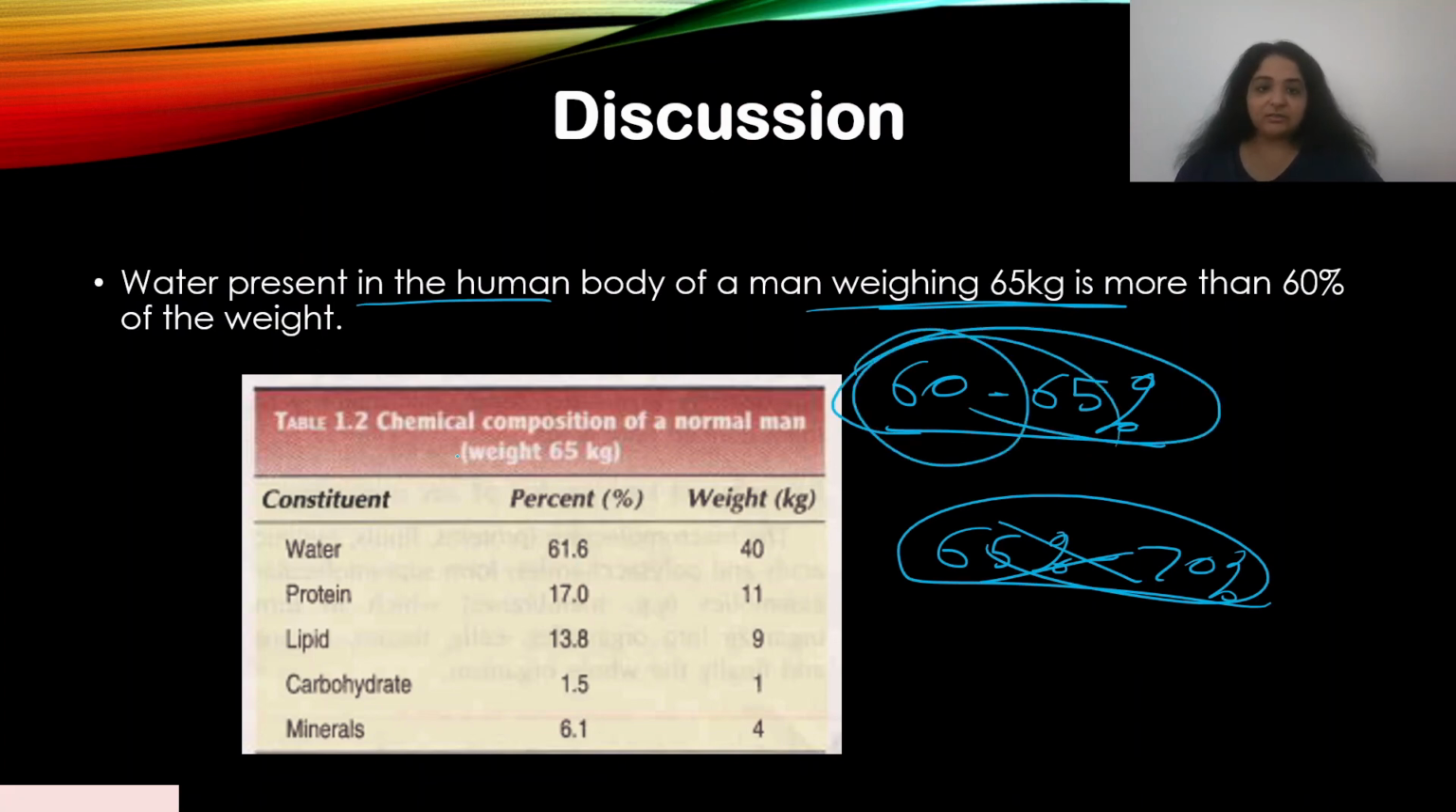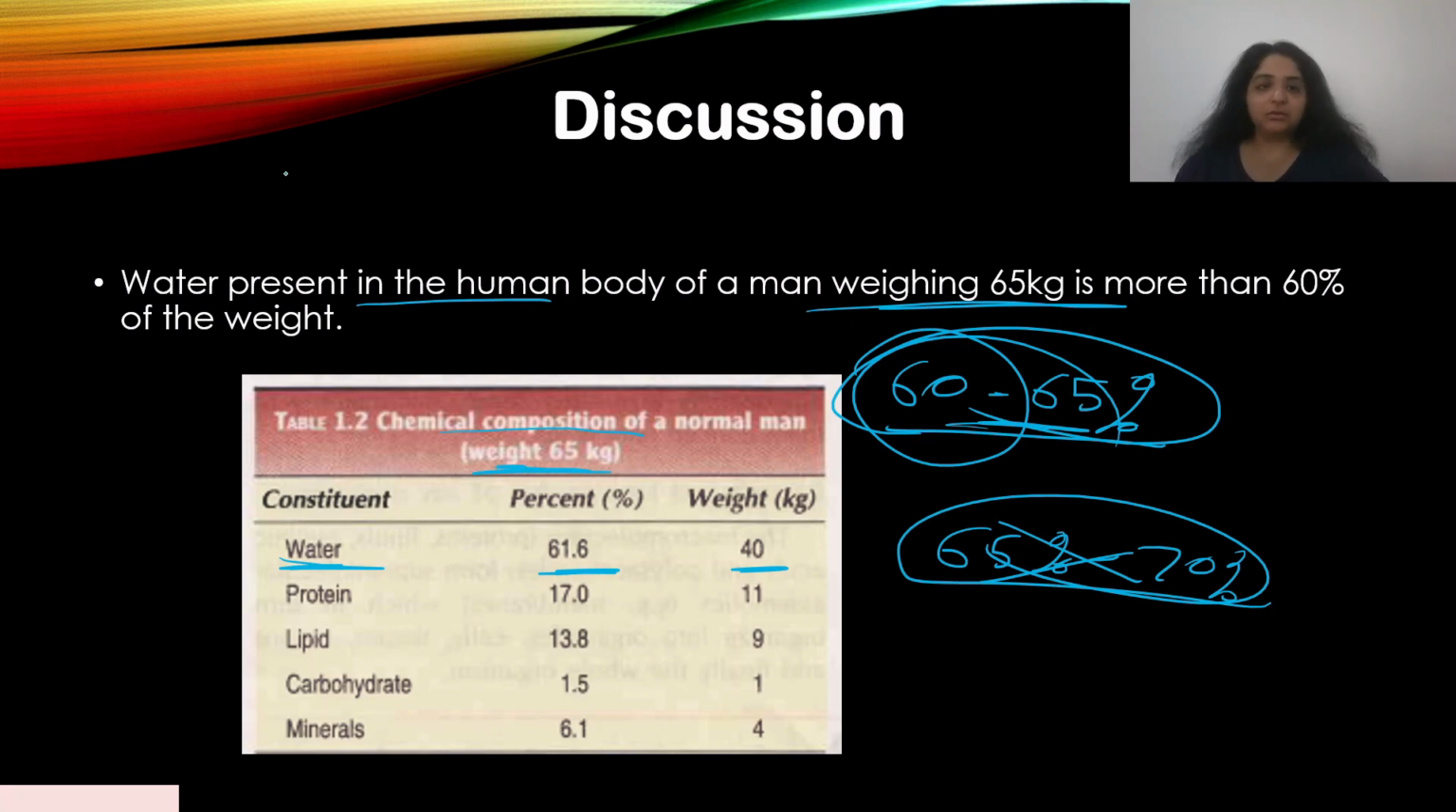You can see here the chemical composition of a normal man, weight 65 kg. Water has a percentage of 61.6, which is in this range, and contributes 40 kgs of the total weight of the body. So it's more than half. Just remember it's 60 to 65% and not 65 to 70%. All right.